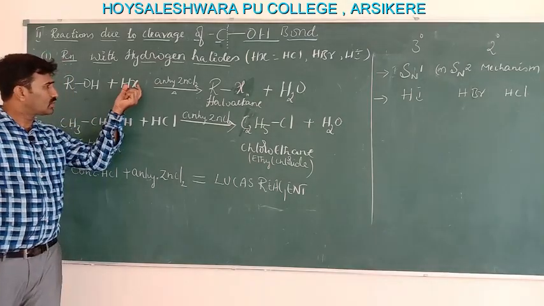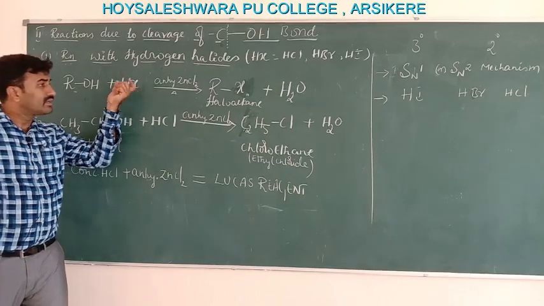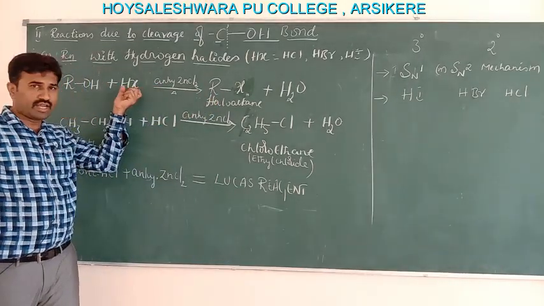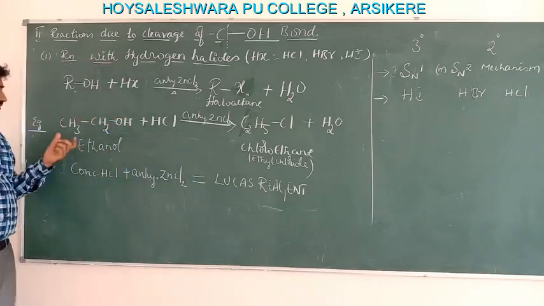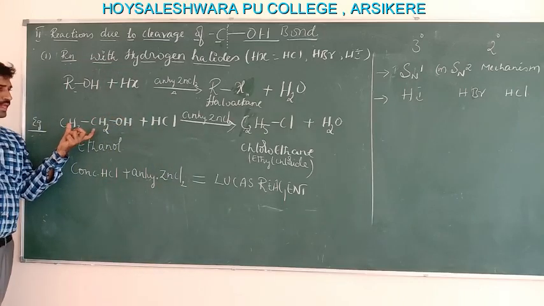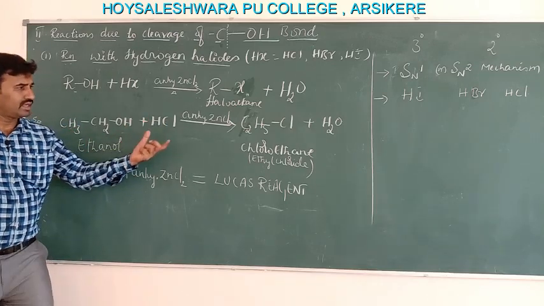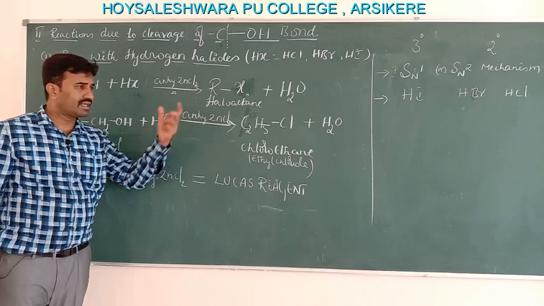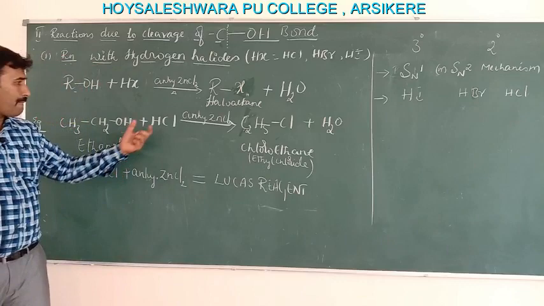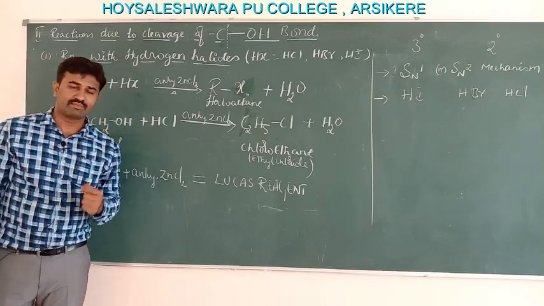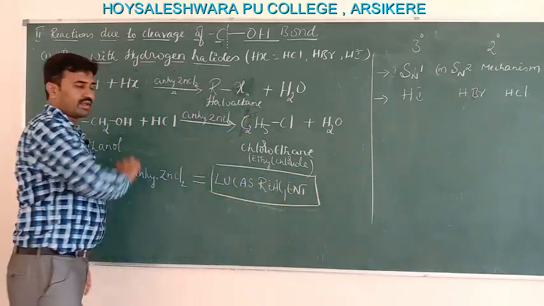If I use chloro here, chloroalkane is formed. If I use bromo here, it will be bromoalkane. If I use iodo, it forms iodoalkane. Let's consider another example here, that is ethanol. Ethanol reacts with hydrochloric acid, HCl, in presence of anhydrous zinc chloride as a catalyst, and forms chloroethane and H2O. A mixture of anhydrous zinc chloride and concentrated HCl is called Lucas reagent.